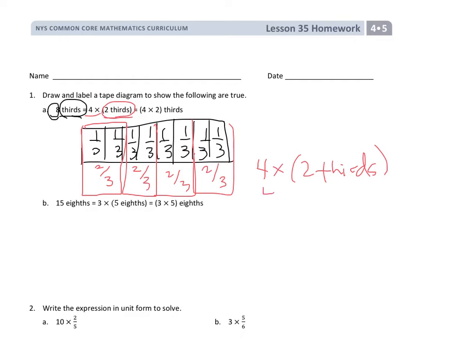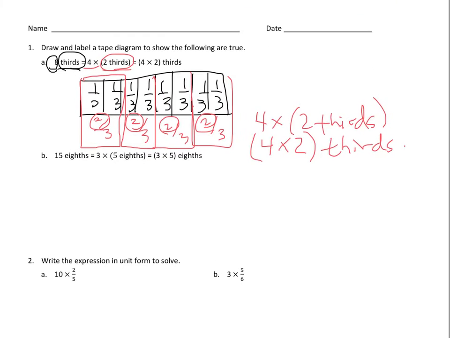Because of the associative property, we're able to move those parentheses around here. What we're doing is then we're saying it's 2, 4, 6, 8, but we're always counting the unit as thirds. So students should be able to do that for 15/8. Here they should draw 15 boxes, put a 1/8 in each, and then here they're seeing that they want to count 5/8, so they would group them up in groups of 5.